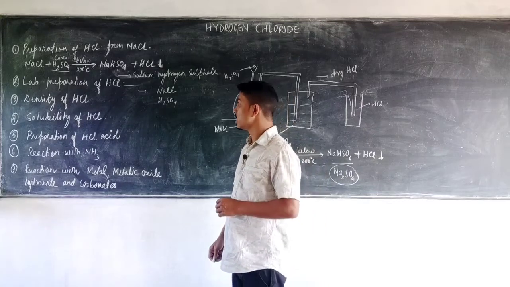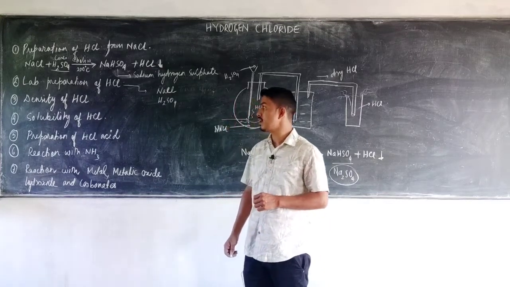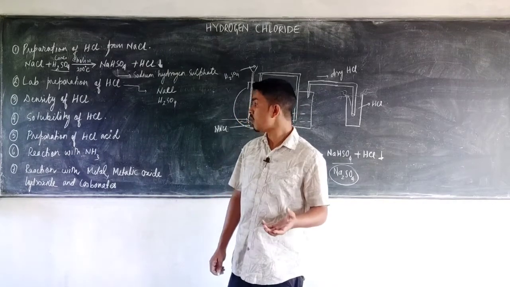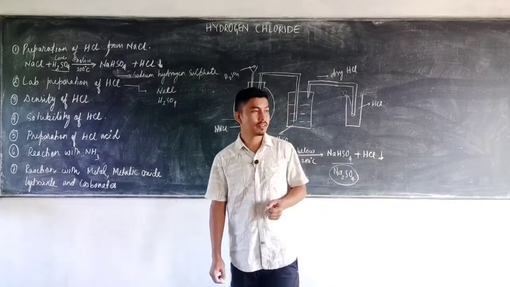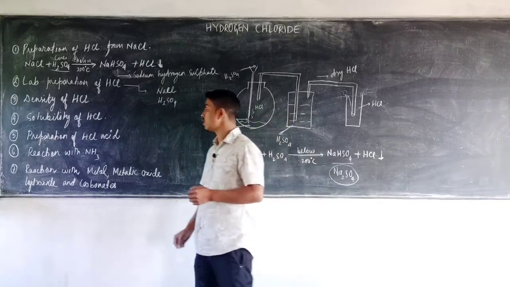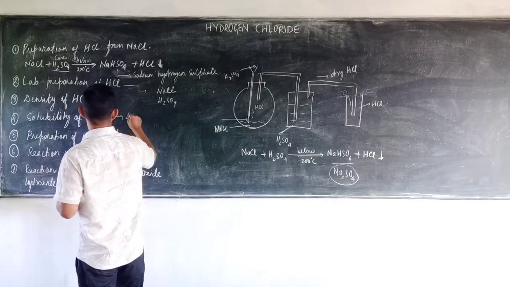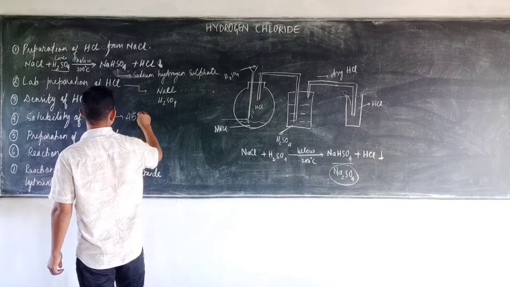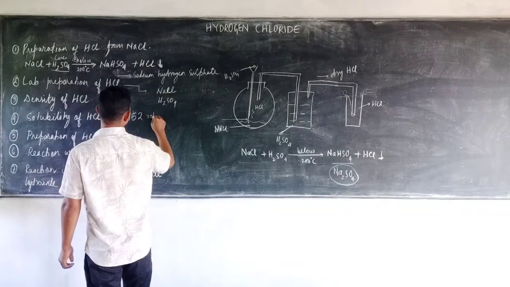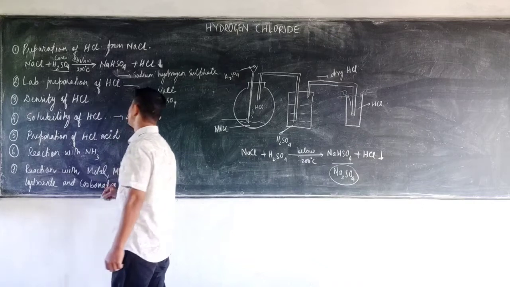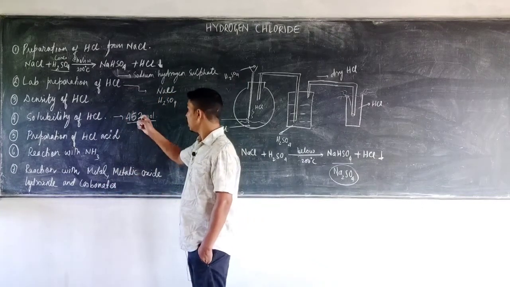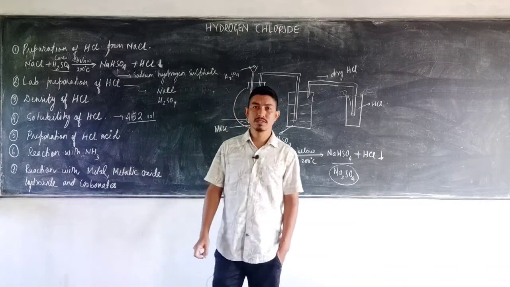The fourth topic, now coming to the solubility of HCl. HCl is highly soluble in water. Basically, the solubility of HCl is around 452 volumes. So that means 1 volume of water can dissolve 452 volumes of HCl gas.